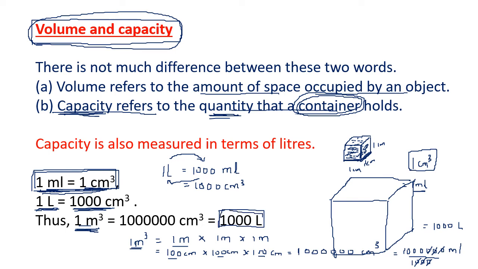This is the relationship between volume and capacity. Remember, volume is the space occupied by the object and capacity refers to the quantity that a container holds. Means if the object is hollow, then how much material can be filled inside the container is called its capacity. Now we look at a few sums to understand this topic in detail.